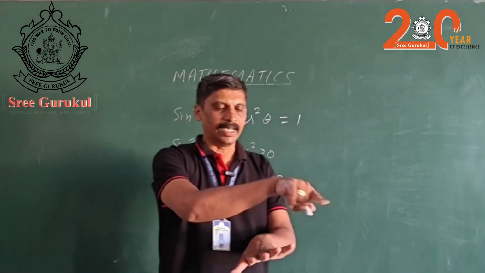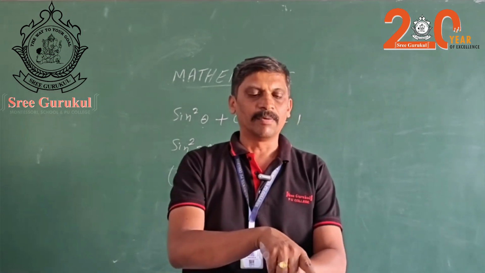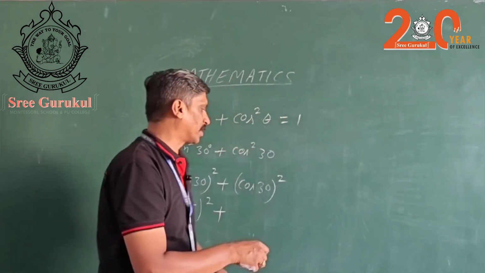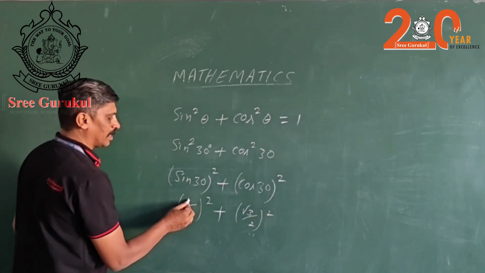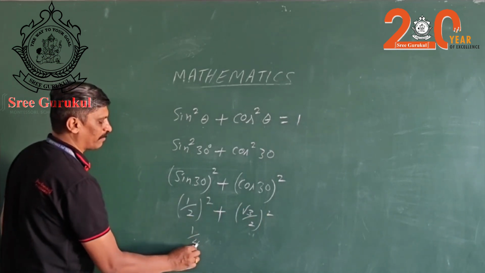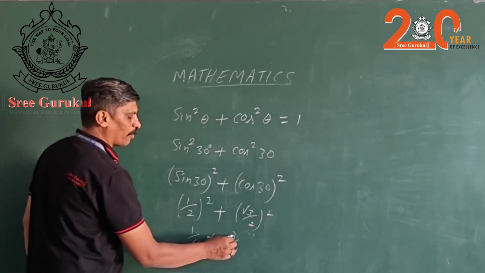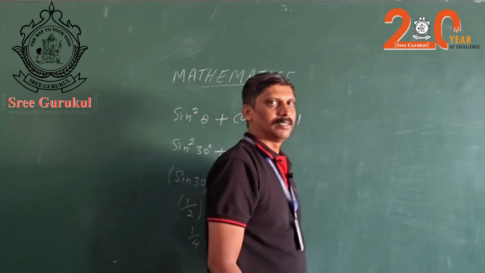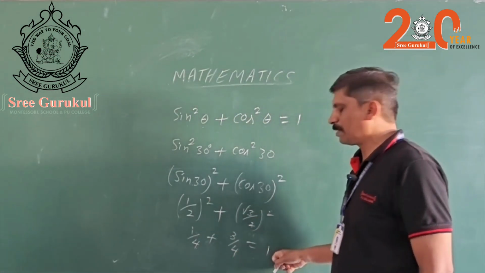Plus cos 30, which is in the reverse order. For cos, 0 is at 30 in the reverse order. What is this value? Root 3 by 2. Root 3 by 2 whole square. Now squaring this, 1 by 2 whole square is 1 by 4, plus root 3 by 2 whole square is 3 by 4. 1 by 4 plus 3 by 4 is how much? 1. Don't take the LCM, just easily add it. 1/4 and 3/4 is always equal to 1.